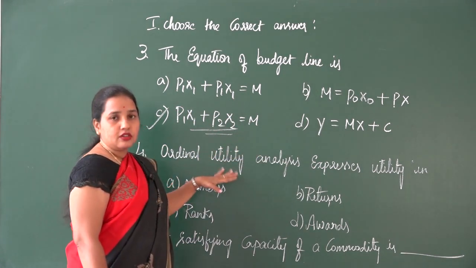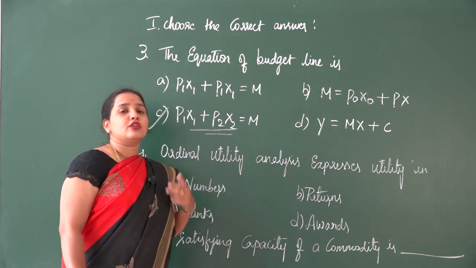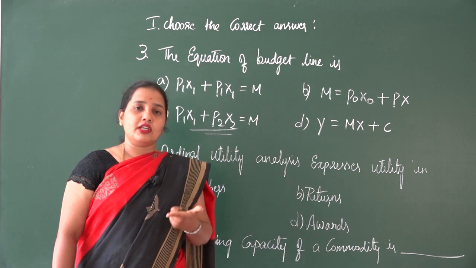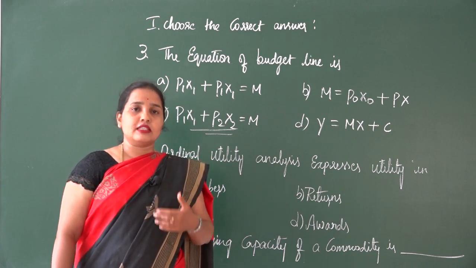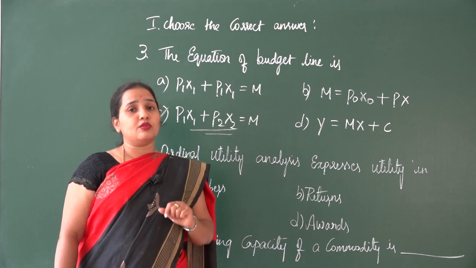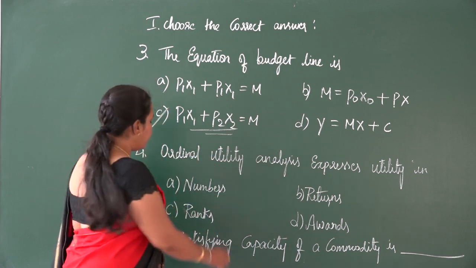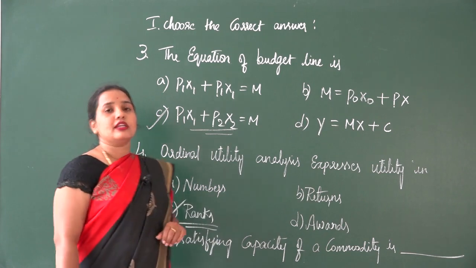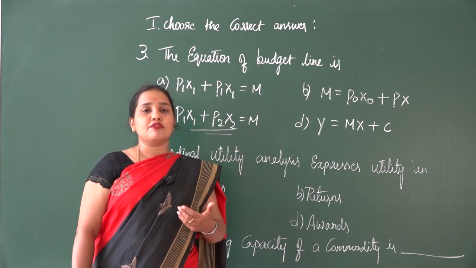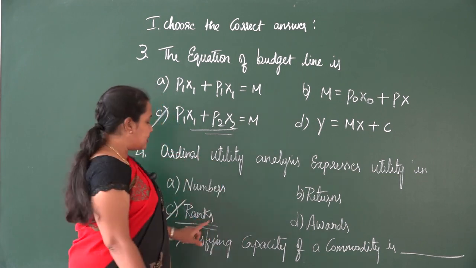And the last question from this unit is: ordinal utility analysis expresses utility in. I told you there are 2 important approaches of utility analysis: the cardinal approach and the ordinal approach. You can also call them cardinal utility analysis and ordinal utility analysis. Cardinal utility can be expressed in terms of numbers, whereas ordinal utility cannot be expressed in terms of numbers, rather it can only be ranked. Therefore, the answer is ranks. In ordinal utility analysis we cannot express the utility derived from a commodity in terms of numbers, rather we can only give rank or order to the utility derived. So, the answer here is ranks.